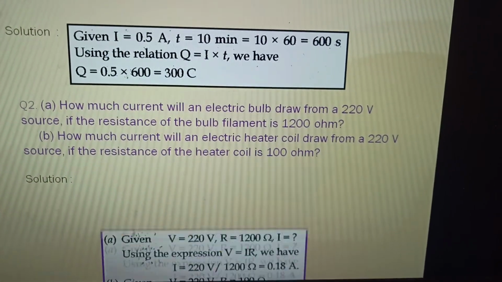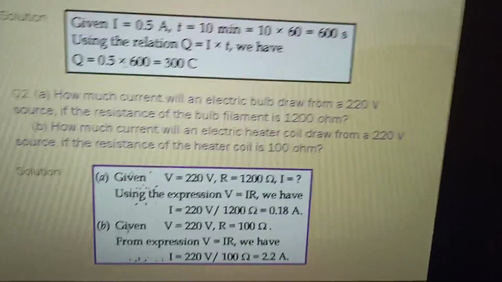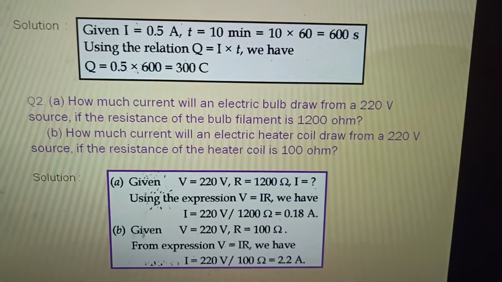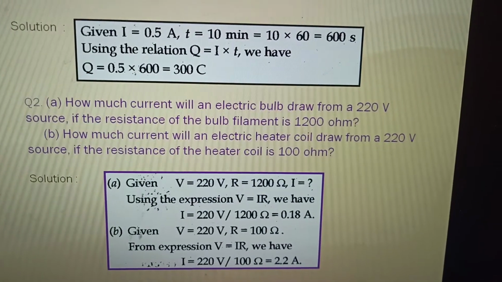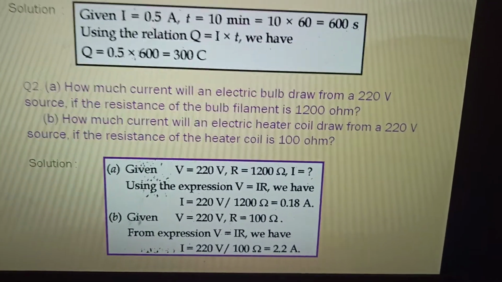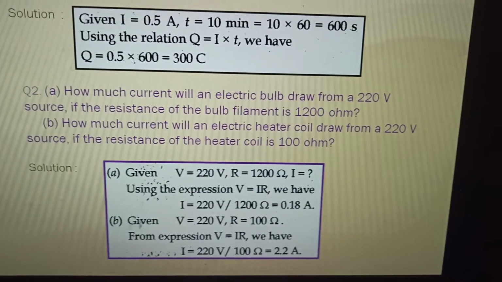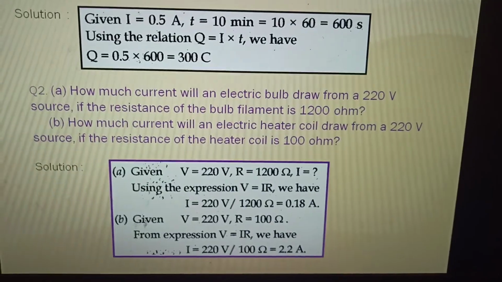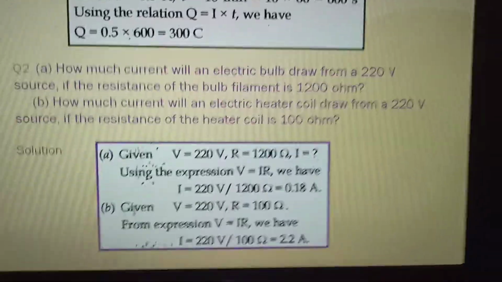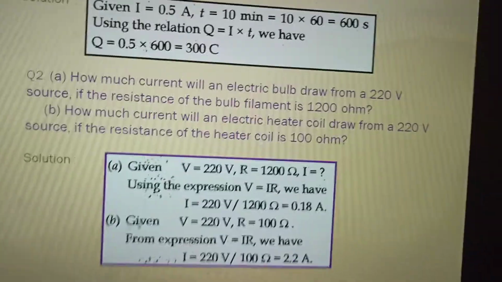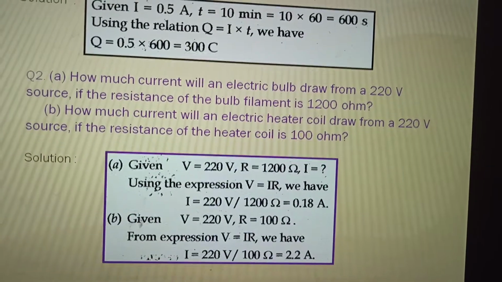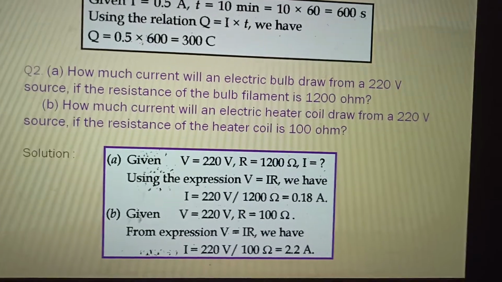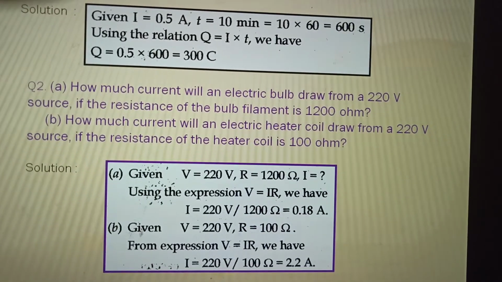Now here you can see the solution. In the first one, V is given as 220 volts while R is 1200 ohm, and we can calculate I from V equal to IR. By keeping the values, I equal to 220 volt upon 1200 ohm, and that is equal to 0.18 ampere. Similarly, for the second one we use the same expression V equal to IR, and we get 2.2 ampere.